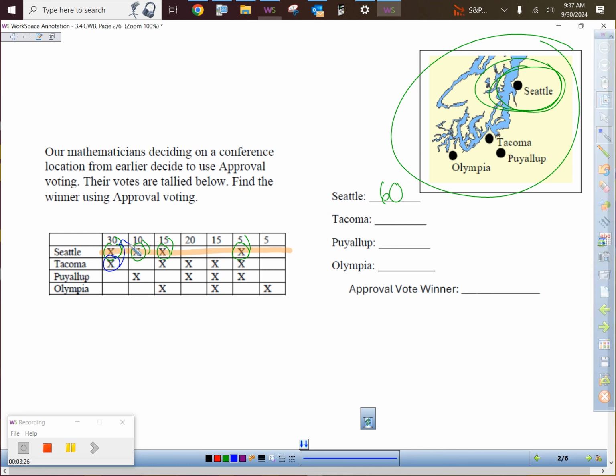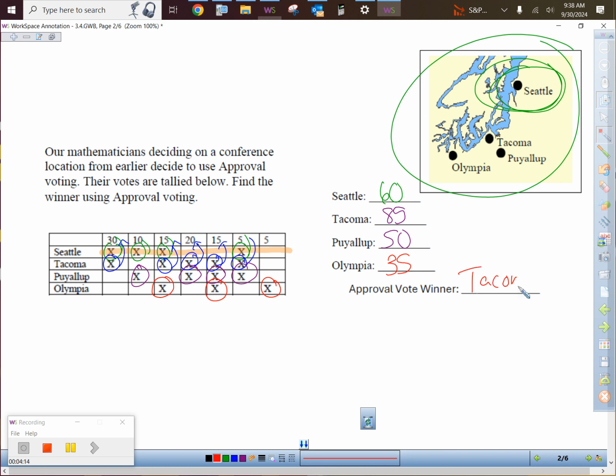Tacoma, we need to do 30 plus 15 plus 20 plus 15 plus 5. If it's got an X in the column, you use the heading up top to see how many votes it got. When you added those up, what did you get? 85. Cool. Now the next one: 10 plus 20 plus 15 plus 5. Did you get 50 votes for that town? And then lastly, Olympia got 15 plus 15, which is 30, plus 5 more, which is 35. Who won the approval votes on this one?